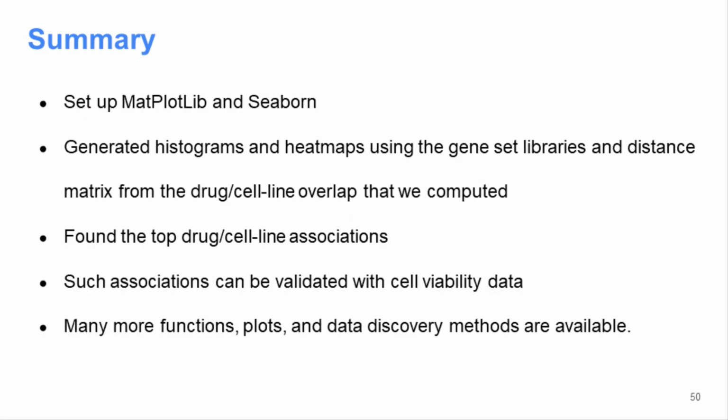So just summarizing this part of the lecture, we set up matplotlib and Seaborn and generated some histograms and heat maps using the gene set libraries and distance matrices. And then we found the top drugs. And then we discussed a little bit about how, once you identify those top drugs or rank those top drug cell line associations, you can validate those predictions with additional data.